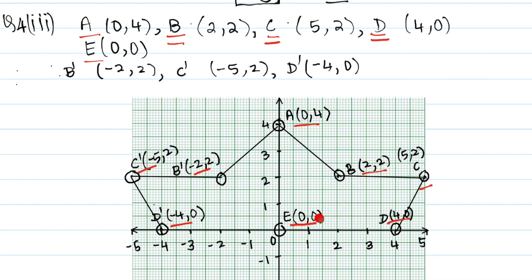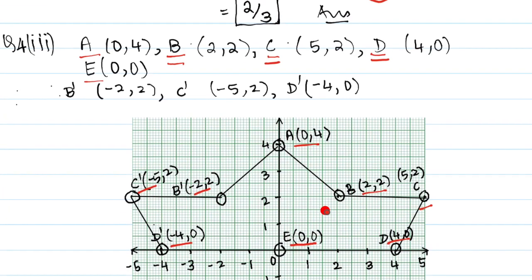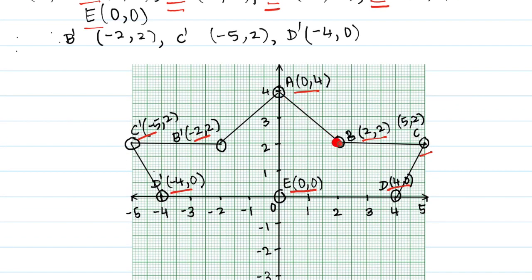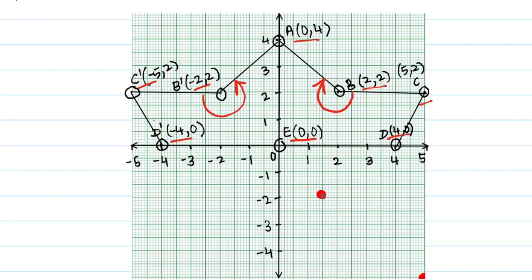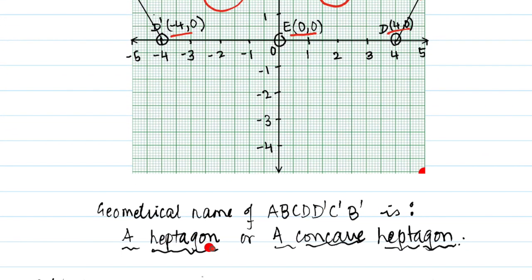Okay, so when you join it up, it looks like a crown, it looks like a boat, but that is not the geometrical name. The geometrical name is going to be a closed figure bound by straight lines, so it's a polygon. What is the polygon over here? How many sides are there? 1, 2, 3, 4, 5, 6, 7. So it's a heptagon. And also, can you see 2 of these angles are more than 180 degrees? Can you see that?